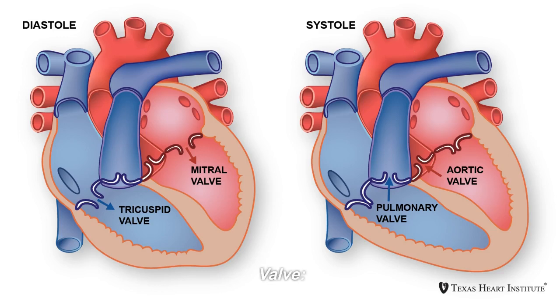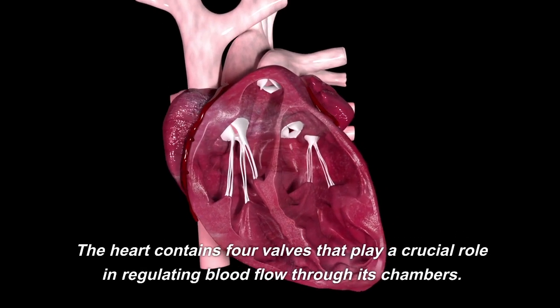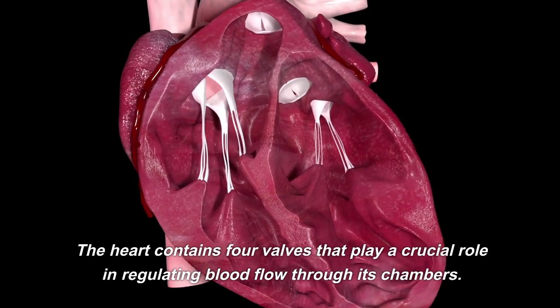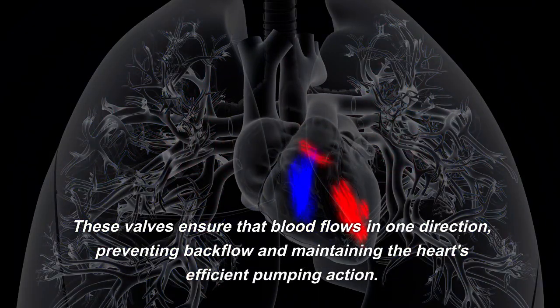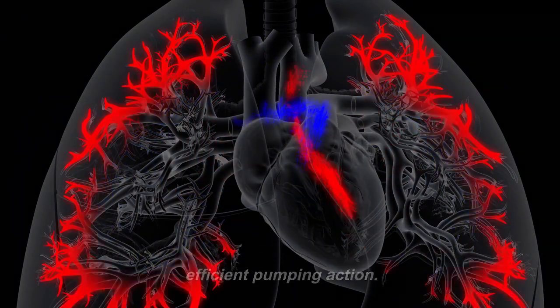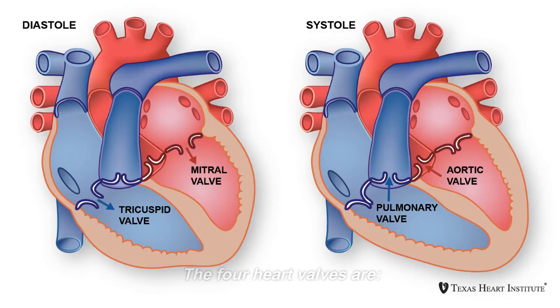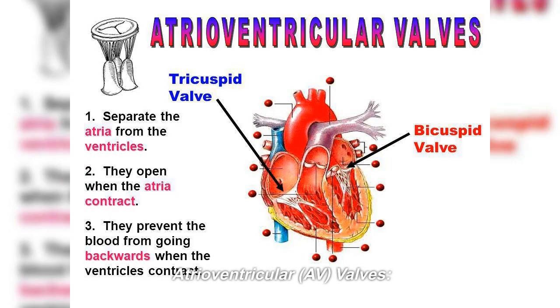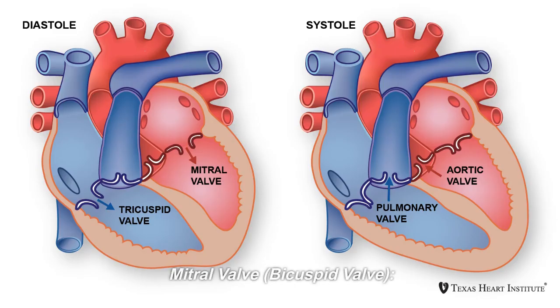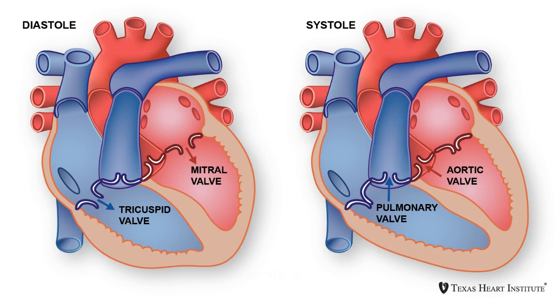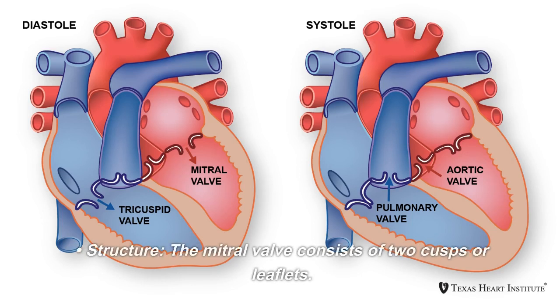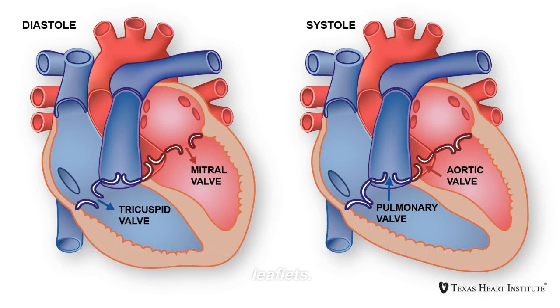2. Valves. The heart contains 4 valves that play a crucial role in regulating blood flow through its chambers. These valves ensure that blood flows in one direction, preventing backflow and maintaining the heart's efficient pumping action. The 4 heart valves are atrioventricular (AV) valves: mitral valve, bicuspid valve. Location: between the left atrium and the left ventricle. Structure: the mitral valve consists of 2 cusps or leaflets.